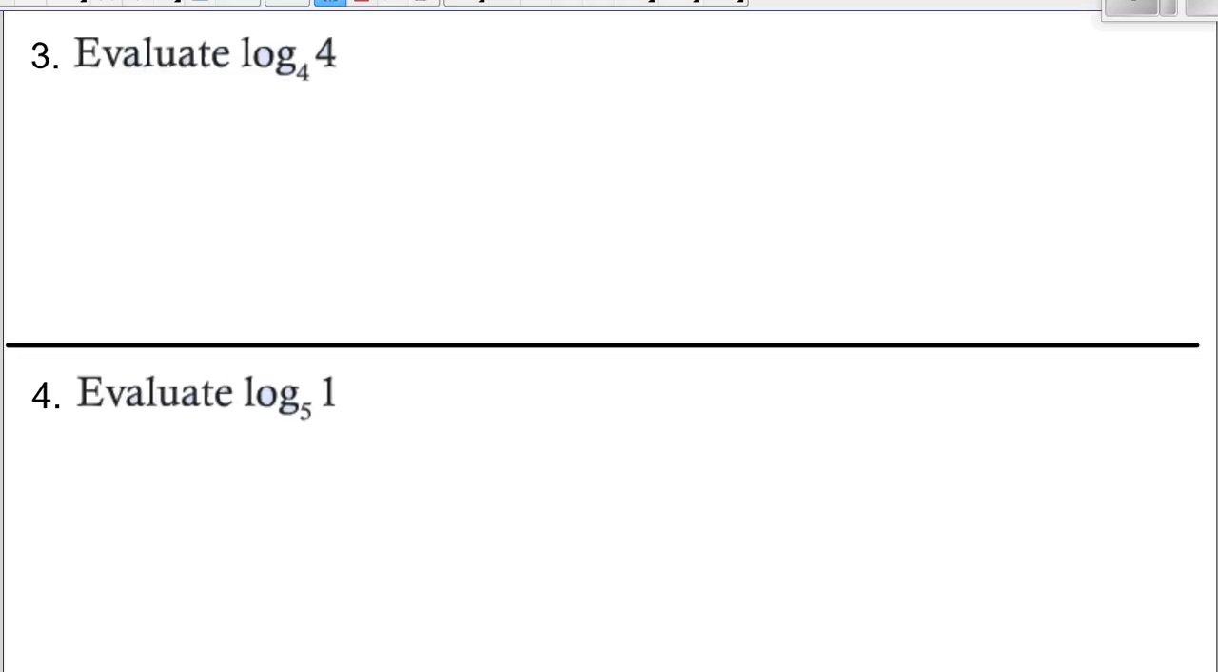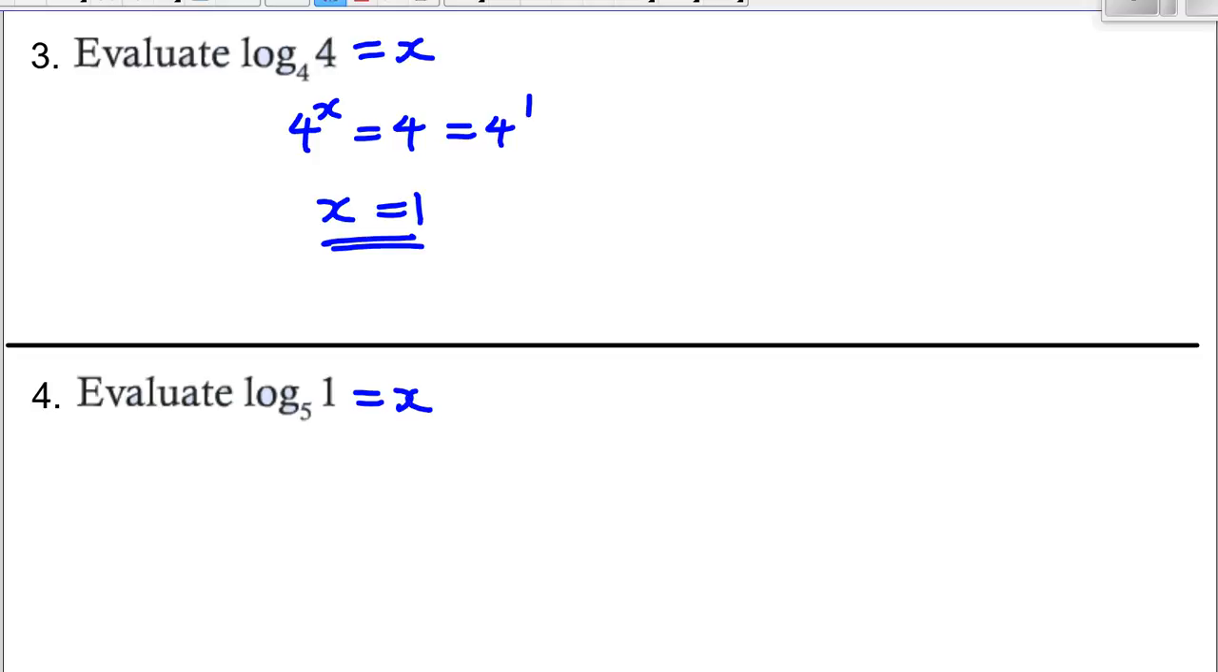Here is another question. Evaluate log to base 4 of 4. So equate that to x again. So 4 to the power x is equals to 4 to the power 1, which is just 4 to the power 1. You know that. So x will just be 1. That's it. Next one, equate that to x as well. So 5 to the power of x is equals to 1, which is 5 to the power 0. So x is equals to 0.